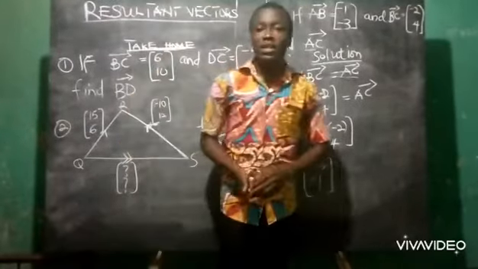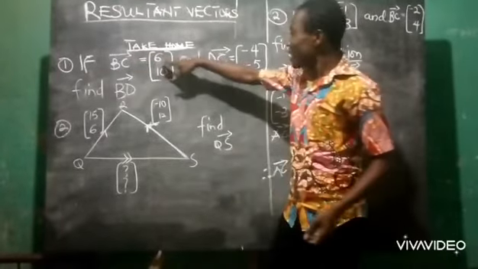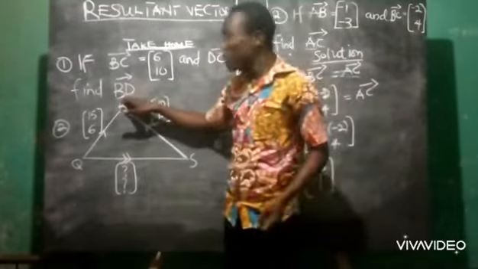Now let's move to the take home and let's end this video. Now the take home, this is the question. If BC is equal to 6, 10 and DC is equal to negative 4, negative 5, find BD.